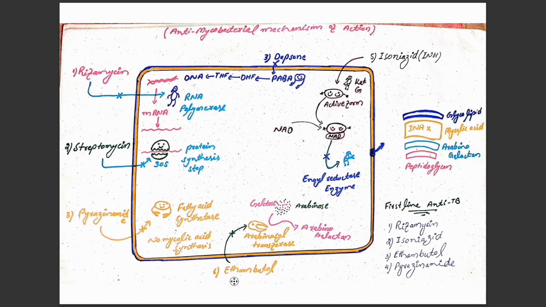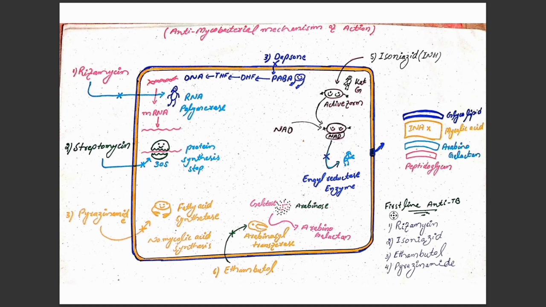The sixth one is ethambutol. Actually, it blocks an enzyme called arabinosyl transferase, and this enzyme produces the arabinogalactan layer of the cell wall from the two compounds called galactose and arabinose. This enzyme combines the galactose and arabinose and produces the arabinogalactan layer of the cell wall. So ethambutol blocks the arabinosyl transferase, and thus no arabinogalactan layer formation will occur, and thus cell wall synthesis will be stopped and bacteria will die.